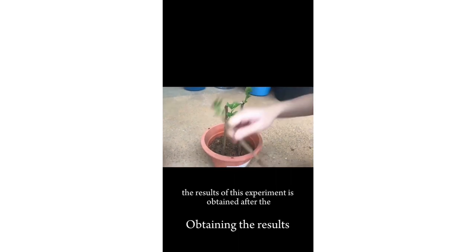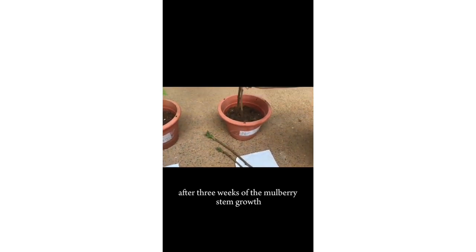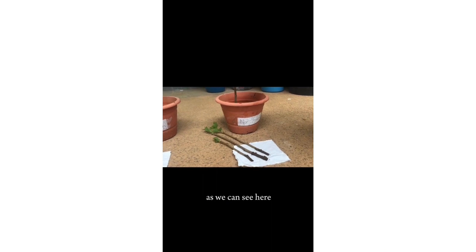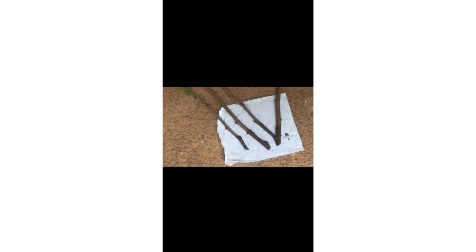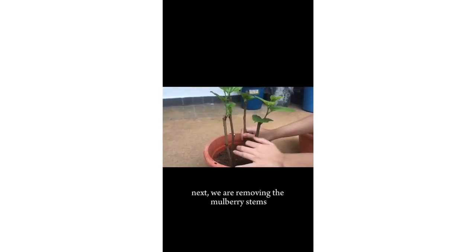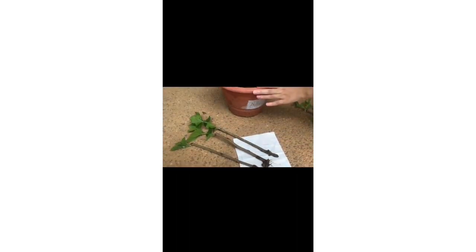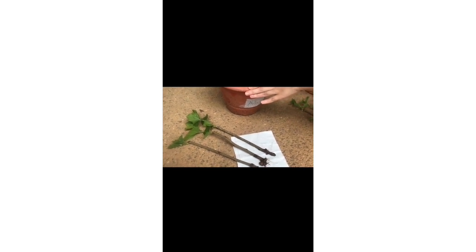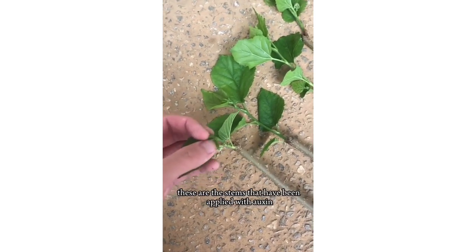The results of this experiment are obtained after 3 weeks of growth of all the mulberry stems. As we can see here, the stems are removed one by one from the pot. Next, we are removing the mulberry stems that were applied with auxin one by one. These are the stems that have been applied with auxin.